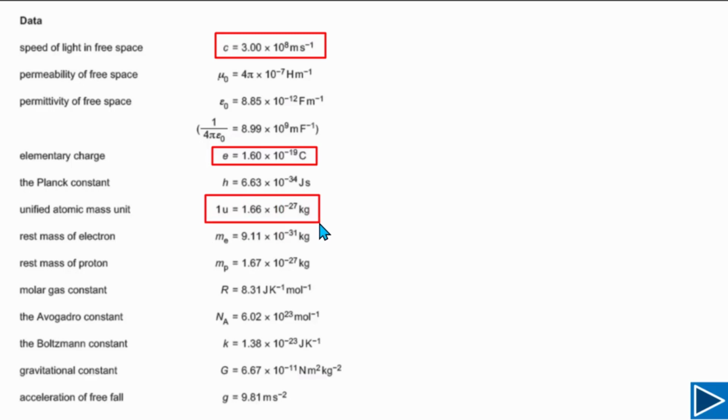The next constant you may need is 1 AMU, the atomic mass unit, which is about the mass of a proton. The next one is the rest mass of the electron. This is also very important, you will need it for some calculations. And the mass of the proton is also very important in the exam. If they ask you to use the mass of the proton, this is the one you have to use. The last important one can be the value of g. At AS level in paper 2 you have to use g = 9.81, not 10.